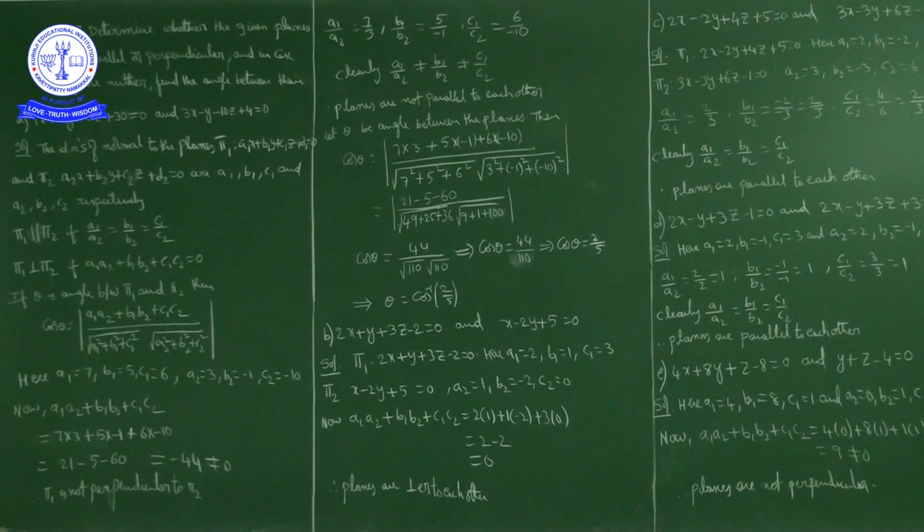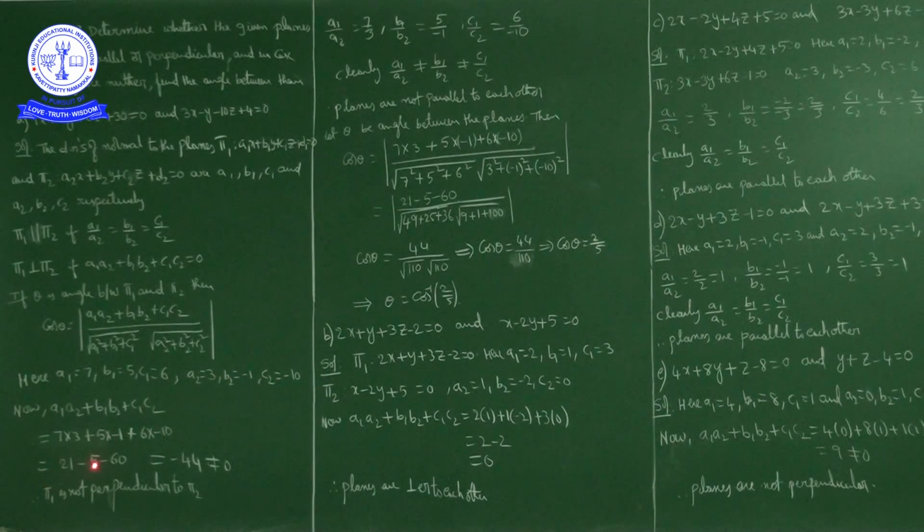Now first of all, I'll check whether the two given planes are perpendicular or not. For this, I'll calculate A1 A2 plus B1 B2 plus C1 C2. A1 A2 is 7 into 3, which is 21, plus B1 B2, 5 into minus 1, which is minus 5, plus C1 C2, 6 into minus 10, which is minus 60.